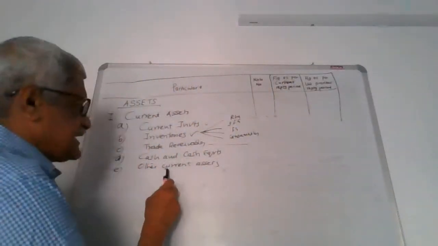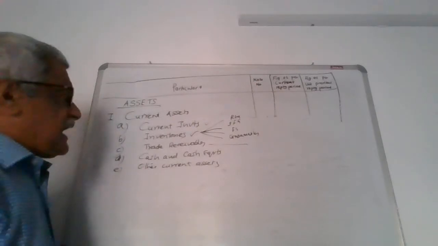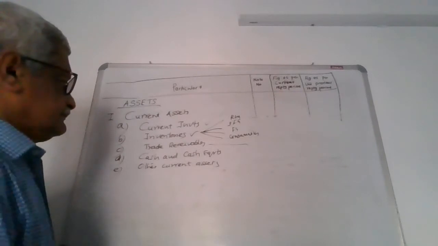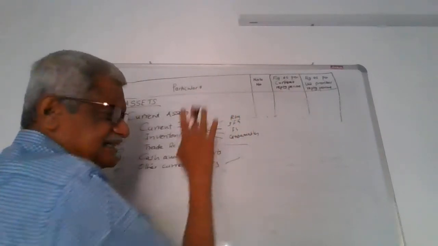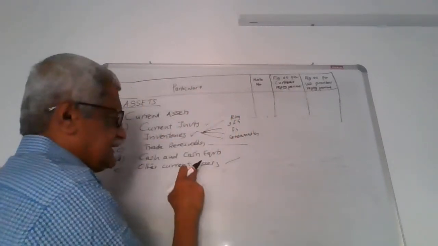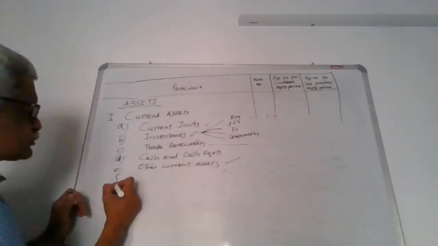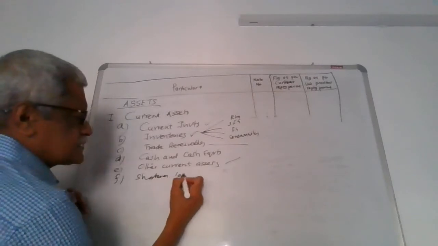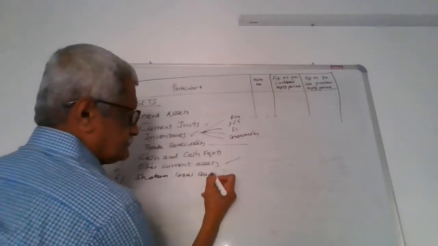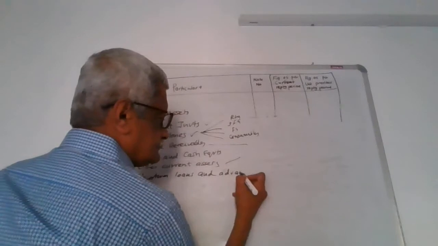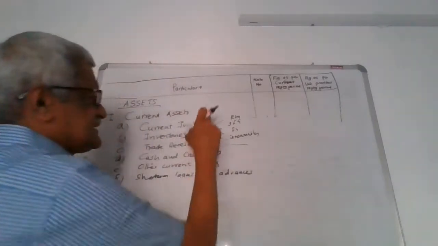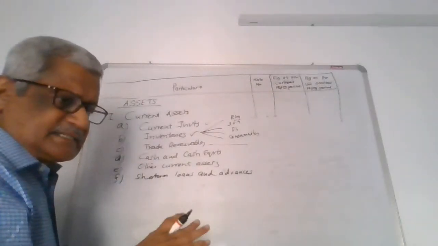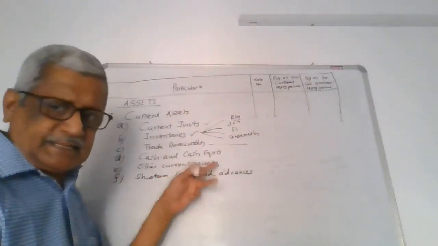Then the last one is other current assets. The other current assets include anything which doesn't come into this category. That is what other current assets are. So anything which doesn't fit into any of these things but is an asset which is convertible into cash within the next 12 months will appear under current assets.